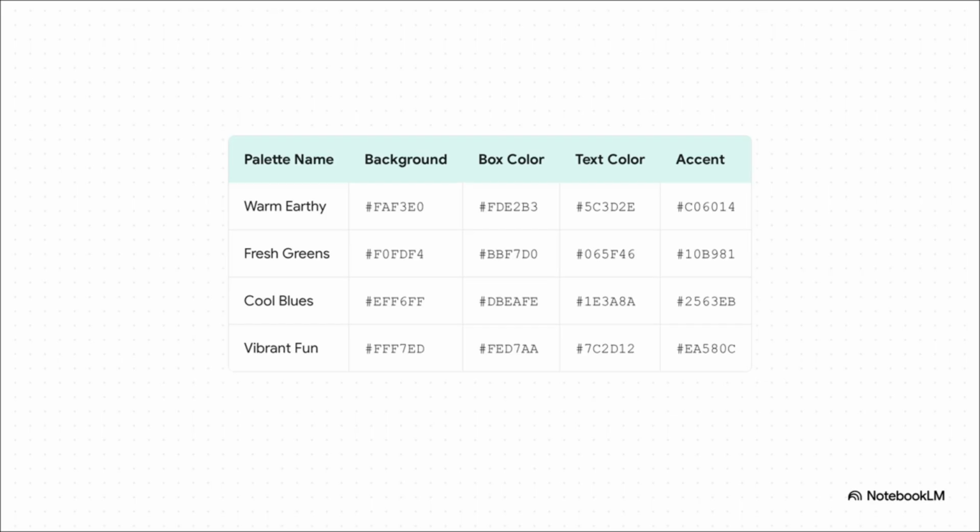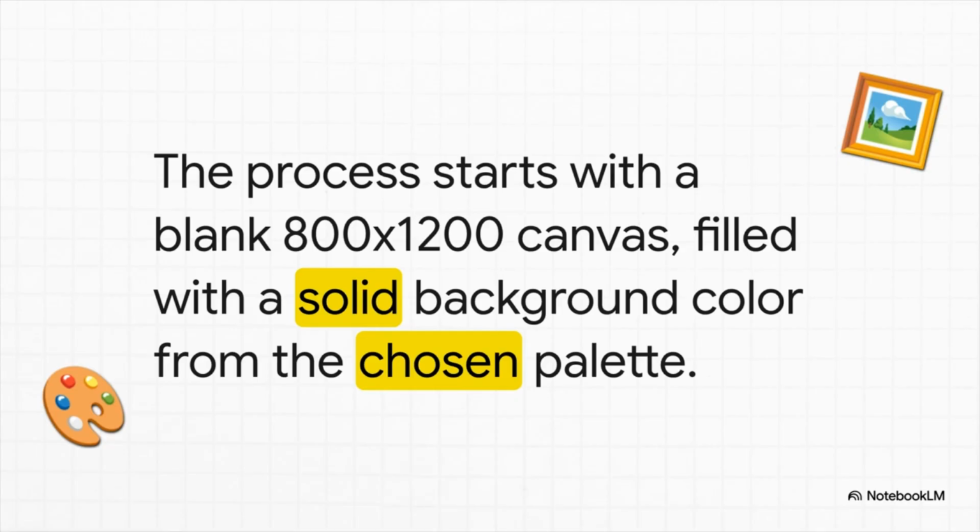And the script has this awesome built-in collection of professional color palettes, everything from warm earthy to vibrant fun. It just randomly picks one for each infographic, which is a super simple but effective way to get a ton of visual variety across the whole batch. The whole creation process happens in layers, just like a professional designer would work.